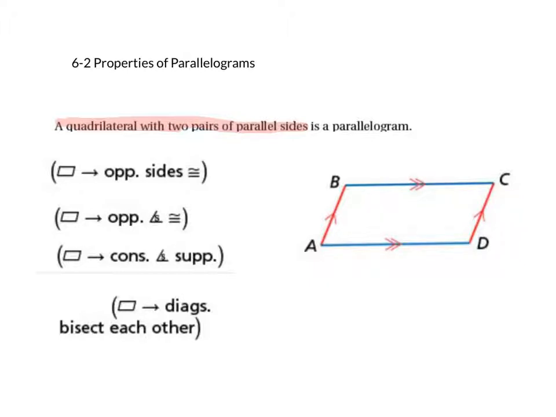So our first property of a parallelogram is right here. It says, if we have a parallelogram, then, this arrow is like an if-then. So if we have a parallelogram, then the opposite sides are congruent. So that means that I could mark up my figure of AB being congruent to CD and BC being congruent to AD.